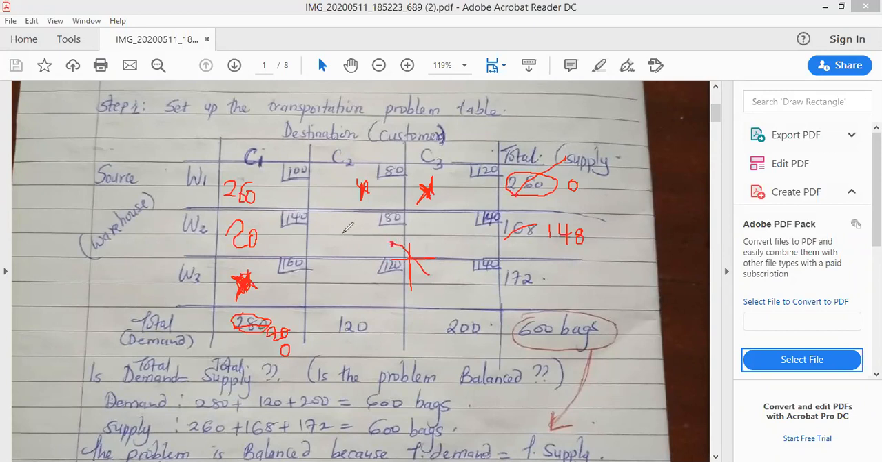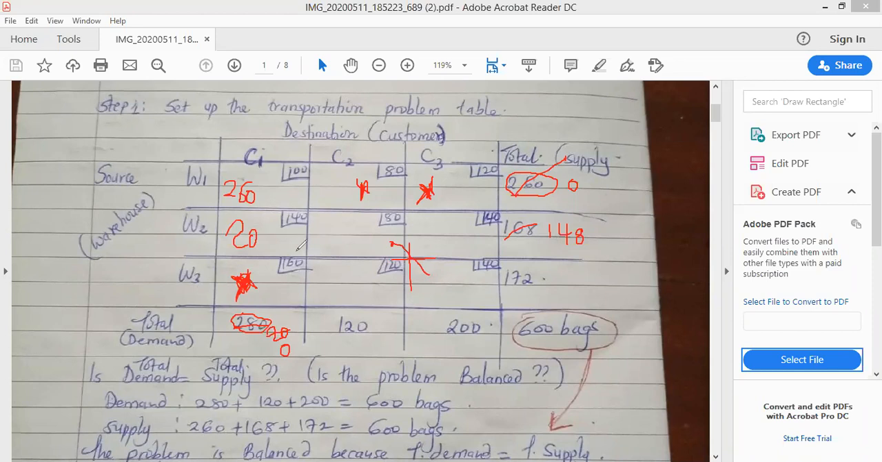We come and assign some units in this particular cell. But how many units can this cell accommodate? The requirement by destination C2 is 120 units, yeah? These 120 units are likely to come from where? They can come from W2 and W3 only.